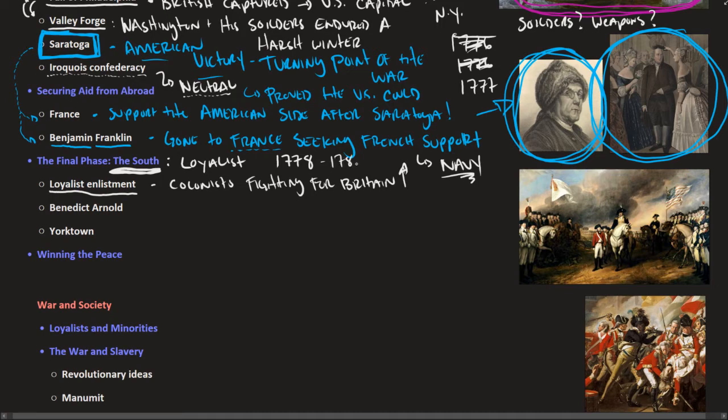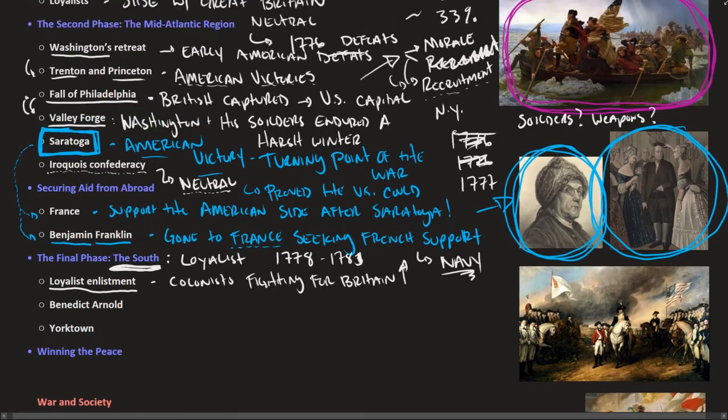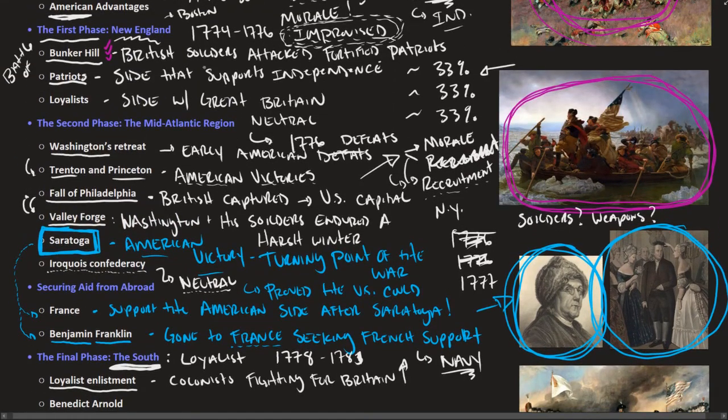About 1780. 83 is technically when the war comes to an end. 81 is when the fighting actually stops. But anyways, this last phase of the war is, again, now being fought in the Southern Colonies. So we can also match up these places geographically. Early on, almost all fighting is exclusively in New England, Massachusetts. Later on, it's in places like New York and Philadelphia, the most populous areas.